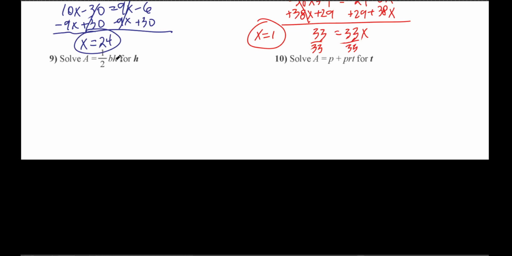The 1/2 is being multiplied. How do you get rid of something that's being multiplied? You divide. So I could absolutely see where you divide by a half, but I wouldn't do that. What's the same thing as dividing by a half? Multiplying by 2. That's a lot easier. So I'm going to multiply by 2. So what do I do over to the other side? Multiply what?